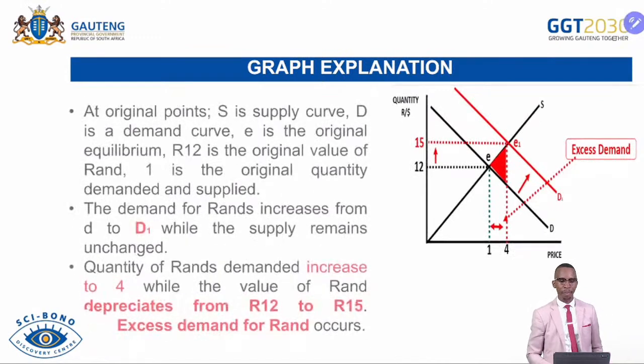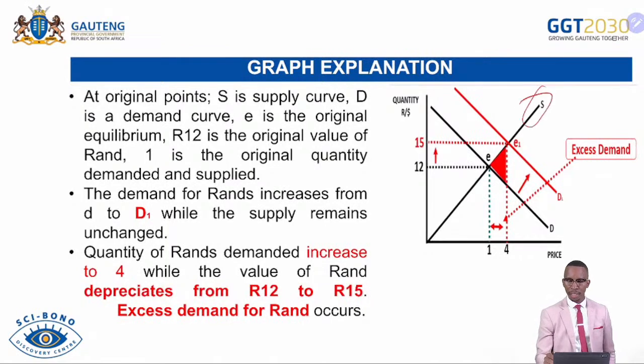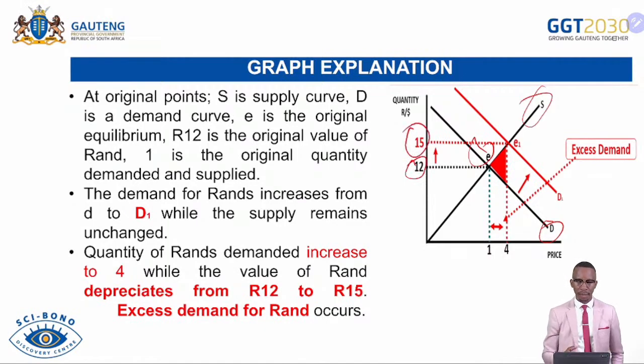The same graph is coming back, so we are indicating original points here. We can see supply original, demand original. That is our original equilibrium. And then the demand curve shifts out, and that results in the depreciation of the currency from 12 rand to 15 rand. Then our currency loses strength.